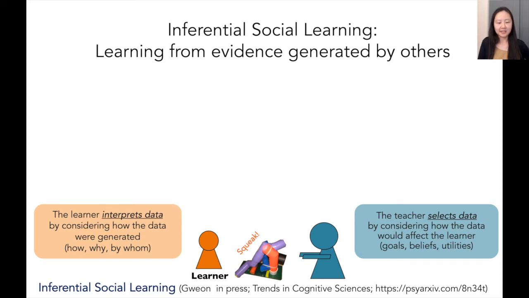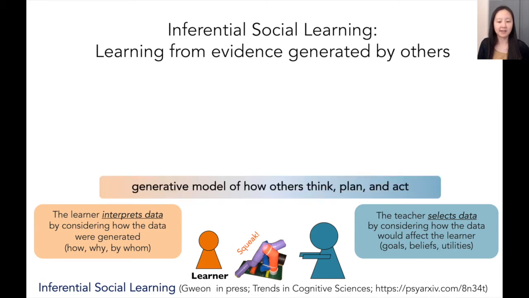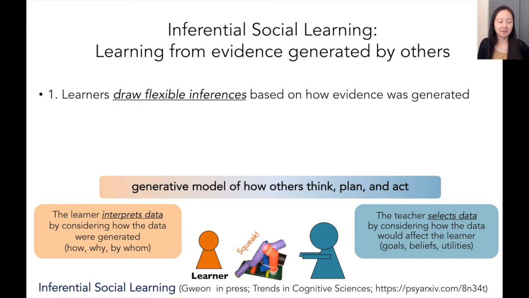So what does this mean? Both learners and teachers are trying to achieve their goals of learning and teaching through a generative model of how the other party thinks and plans and acts. So how does this lead to more powerful, effective learning? We can think of at least 3 different ways.